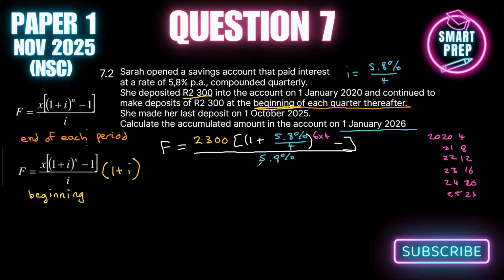Now we're not quite done actually. Remember, we have to add that extra quarter's interest, 1 plus i. Very important. Almost forgot there, and it would have been incorrect. Okay, so now we can put this in our calculators.